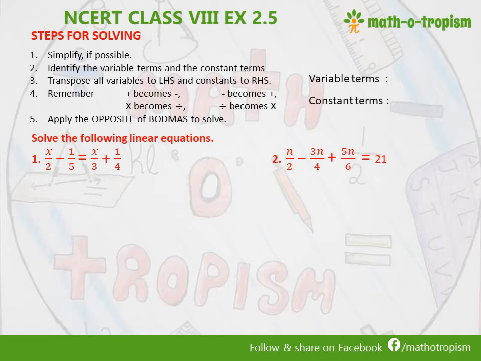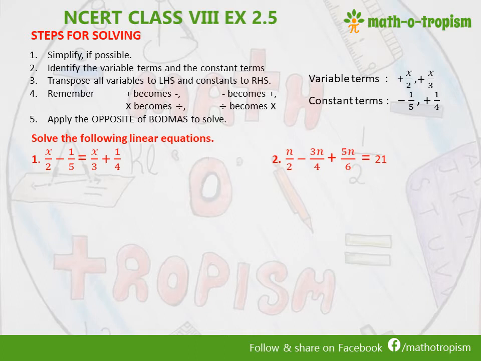So here we can see that the variable terms are plus x by 2 on the left hand side and plus x by 3 on the right hand side. And similarly we have minus 1 by 5 on the left hand side and plus 1 by 4 on the right hand side. So once we have identified, we need to transpose variables to LHS and constants to RHS, which means we'll bring x by 3 to the left hand side and minus 1 by 5 to the right hand side.